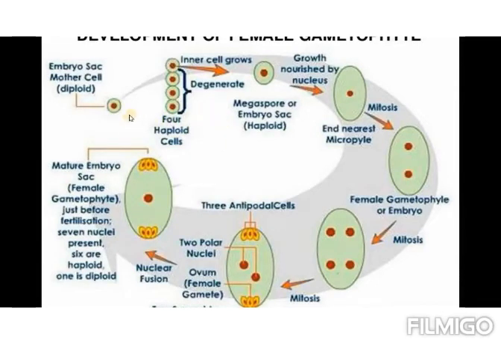So I'll repeat it again. Here one megaspore mother cell is there which will go for a meiosis and it will form the 4 megaspores. Out of these 4 megaspores, 3 will degenerate and 1 will stay alive, which is called the functional megaspore. This is the functional megaspore which will grow in size and it will go for 3 successive mitotic cell divisions.